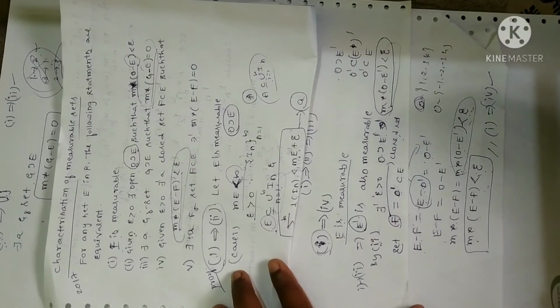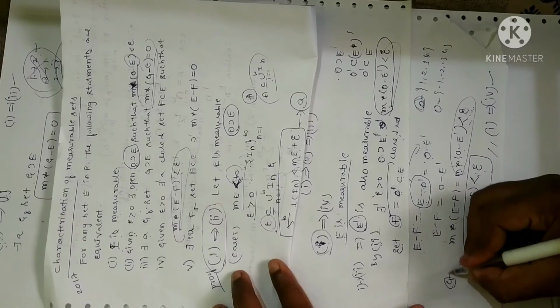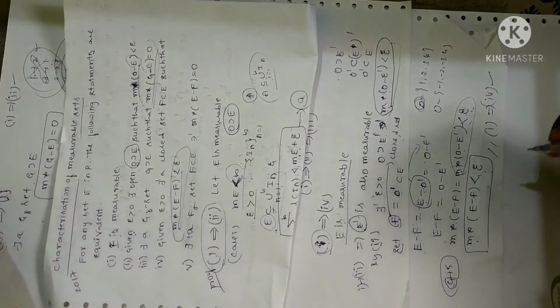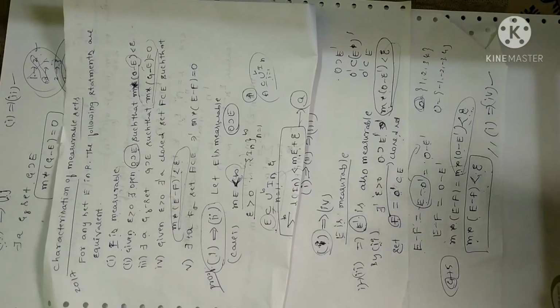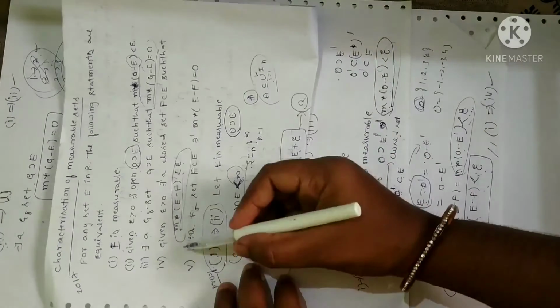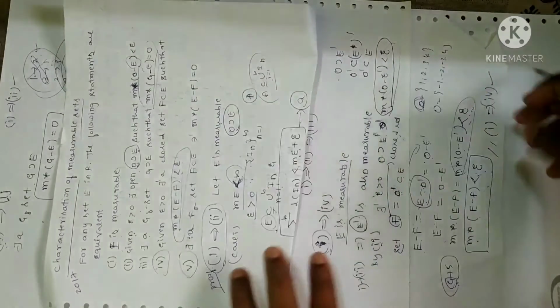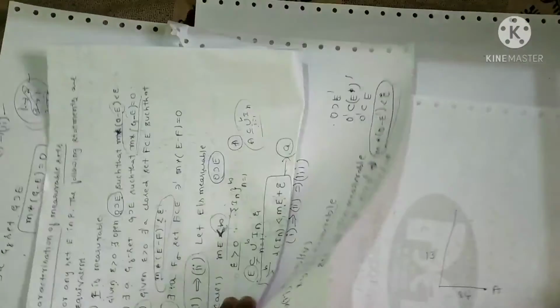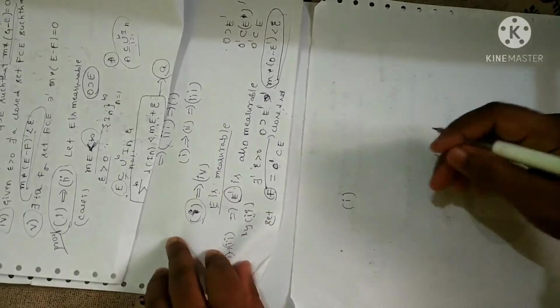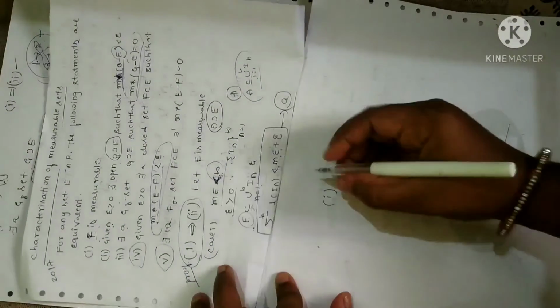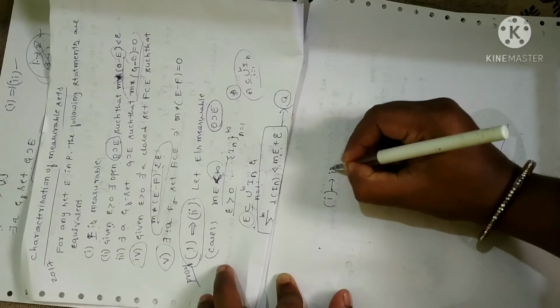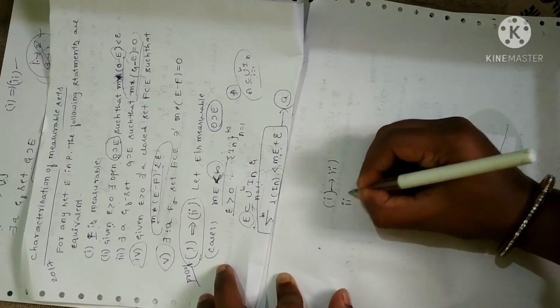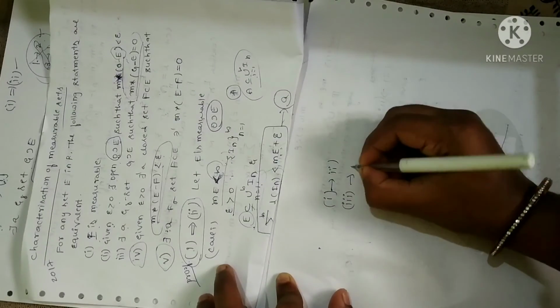Clear? Next we have to prove that 4 implies 5. Fine. The proof is quite large, but you have to practice well. Last portion, that 4 implies 5. I am just revising. See here, what I have proved in the first case is 1 implies 2. Next, what I have proved is 3 implies 1.